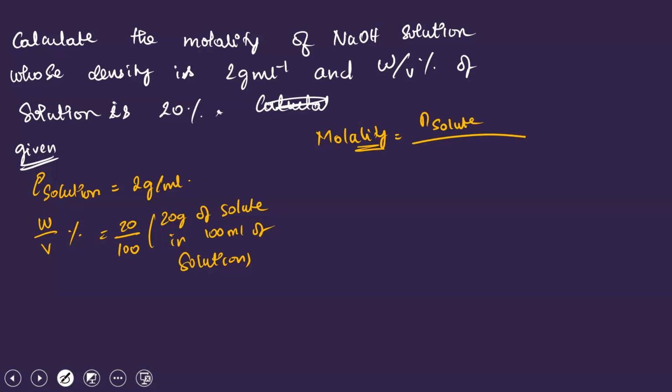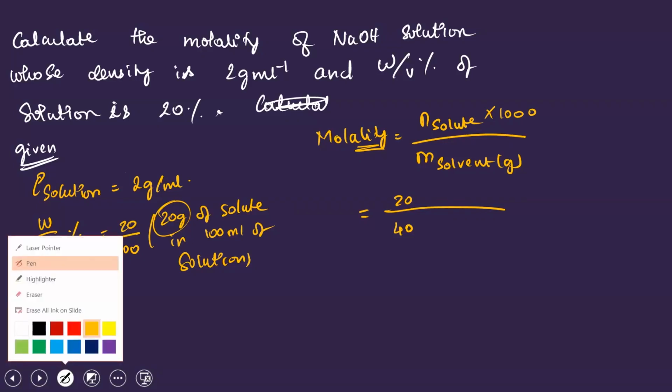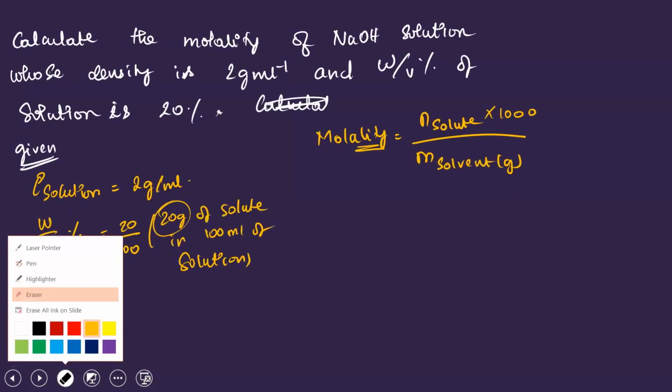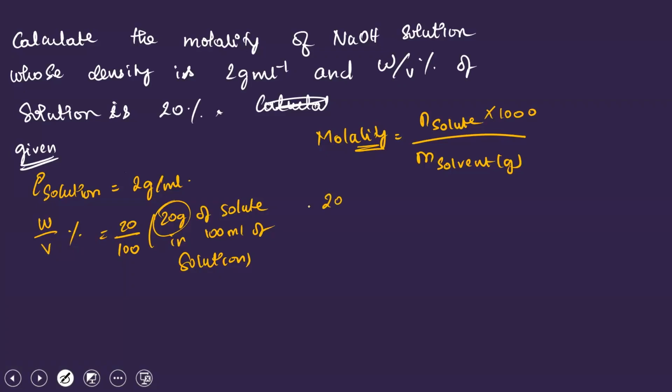Here we need to identify it. Anyway, first I'll write the formula. By mass of solvent in grams, if it is there in the numerator, I multiply it with 1000. Clear? What is the number of moles of solute that we have got? 20 gram is the mass of the solute. So 20 divided by molar mass is what? 40. Clear? So 20 divided by 40 into 1000 divided by mass of solvent. This is what I want.